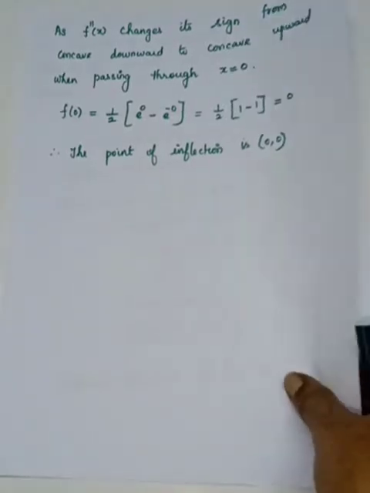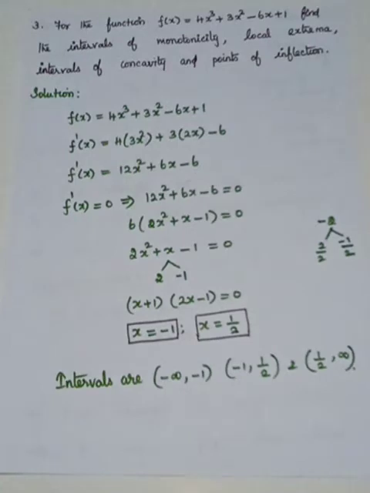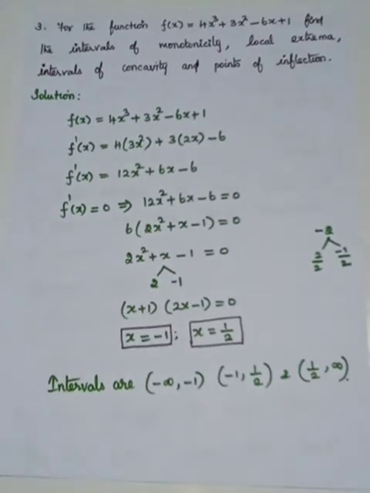Okay, so we'll go to problem number 3. For the function f of x equals 4x cubed plus 3x squared minus 6x plus 1, find the intervals of monotonicity, local extrema, and intervals of concavity and point of inflection. So you should know the procedure to find intervals of monotonicity, local maximum and minimum, concavity, convexity, and the point of inflection.